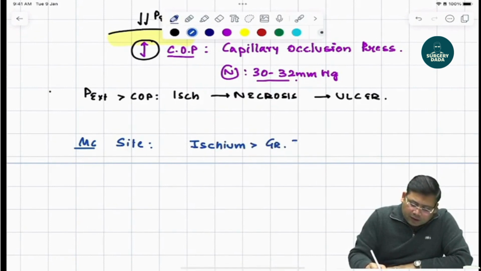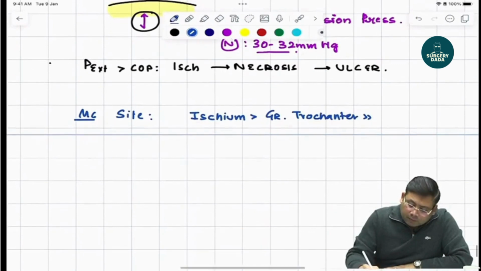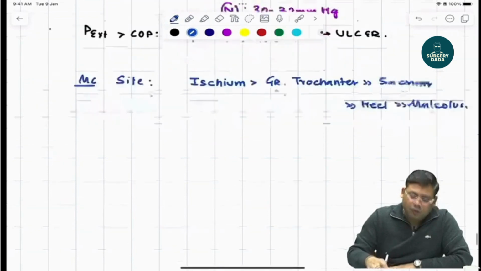Then we have the greater trochanter. This is again very important. So ischium, the greater trochanter, then we have the sacrum, and then we have the heels, and then we have the malleolus. So all these things are in the chronology or sequence.